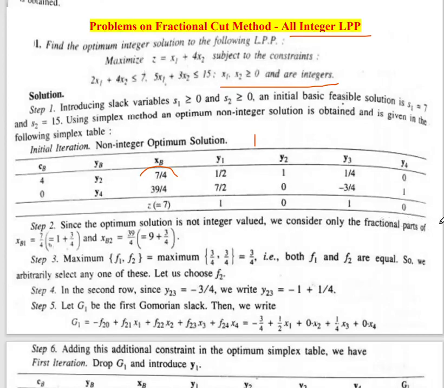are all positive. Okay, but here the problem is not finished. Up to these steps you have to solve the problem by using the simplex method. Here all the values of zj minus cj are positive, 1 0 1 0. These are the positive values, and this is the maximum value of z.